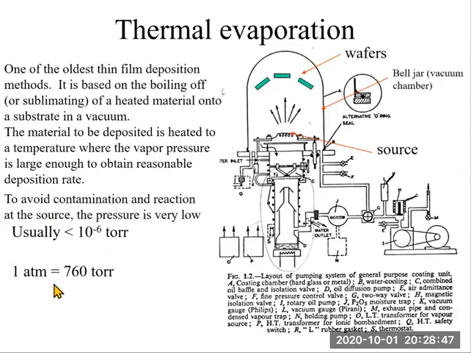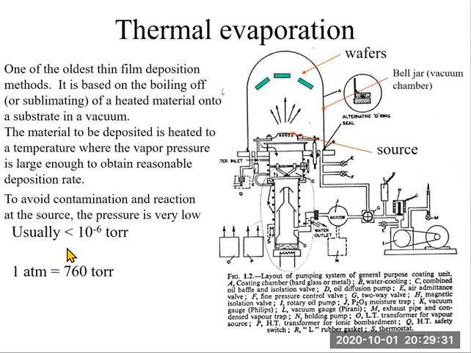So 1 atm, the atmosphere pressure, is equal to 760 torr. Thermal evaporation is typically carried out in very high vacuum, 10 to the power -6 torr, so there are only very few gas molecules left. The purpose is to avoid contamination and reaction at the source, the material to be deposited.